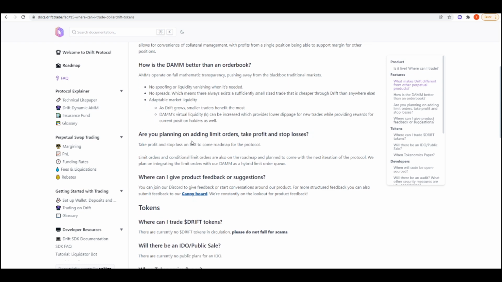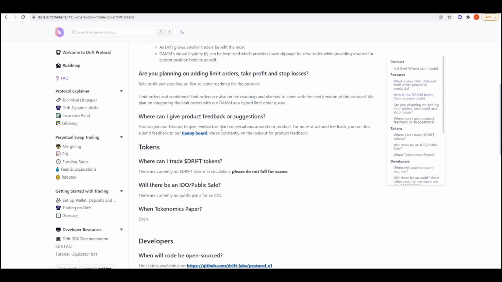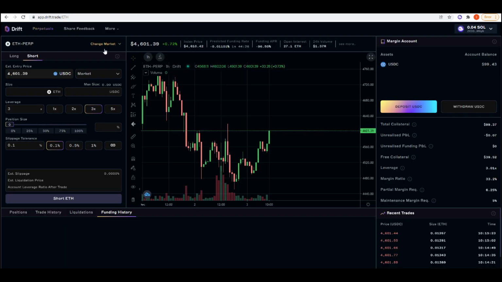And are you planning on adding limit orders, take profit and stop losses? So yes, they're coming in the roadmap, but because they're so new, they're not quite here yet. They've just given you a minimum viable product that you can actually go ahead and use.